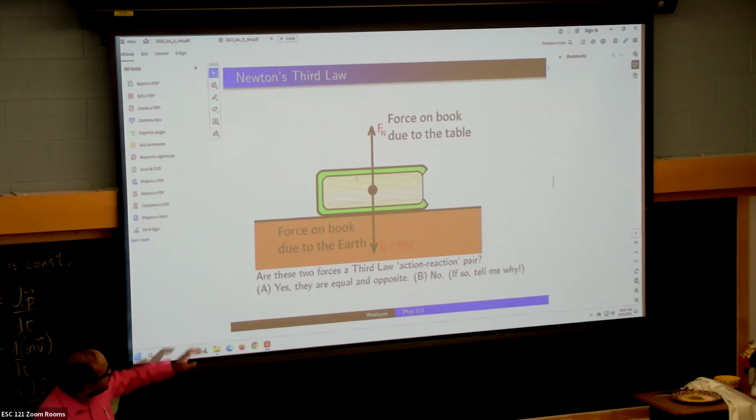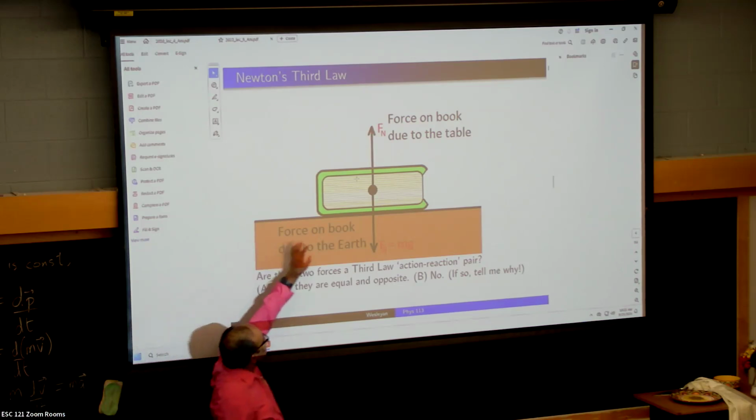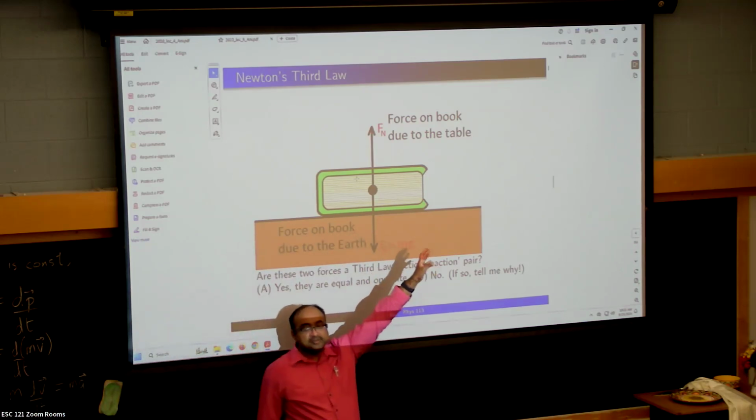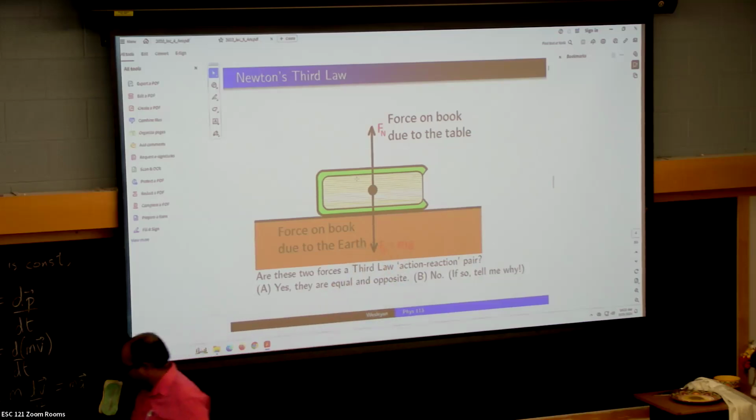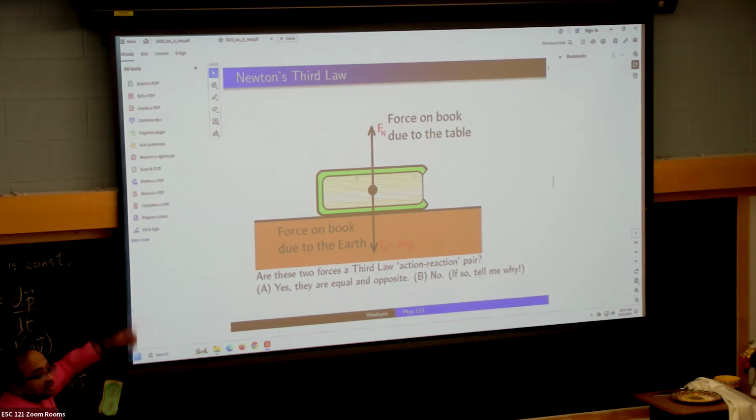Okay, so what we have here is an example of a free body diagram, and we'll be using these a lot. In a free body diagram, we basically reduce the object to just a dot, and then we show all the forces acting on that object. So notice that I haven't depicted the force of the book on the table.